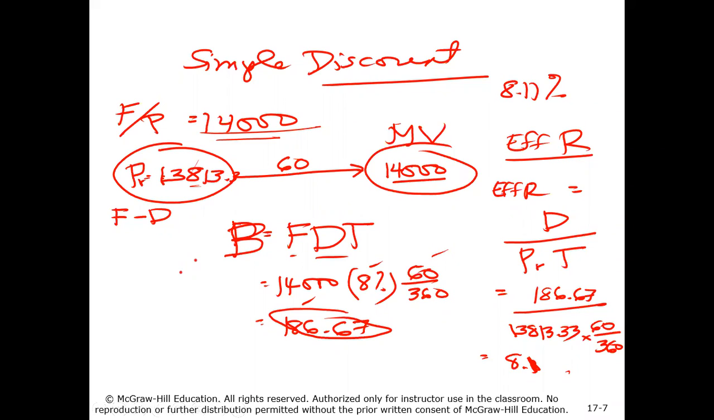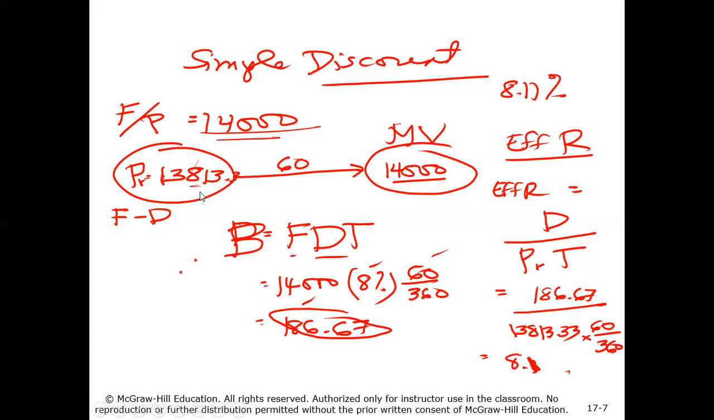So isipin nyo, umutang tayo ng 14,000. I'm sorry, I'm speaking Tagalog. We borrowed 14,000. We're only getting 13,813.33 because that's the nature of a simple discount. You do not get the whole amount. You only get the net, the proceeds. So how do you get the proceeds? That's the face value or the principal minus whatever the discount amount is. Okay. In this regard, the simple discount and the simple interest are different because for the simple interest, we get the whole amount. We get the face value or the principal. That will be our proceeds.